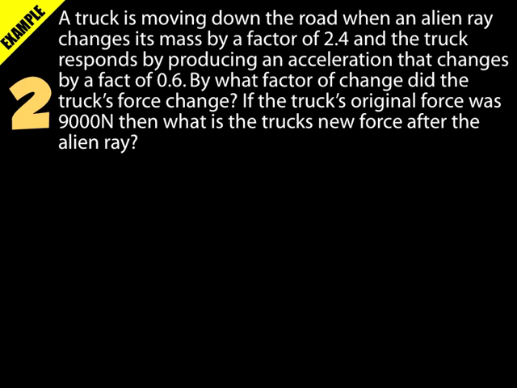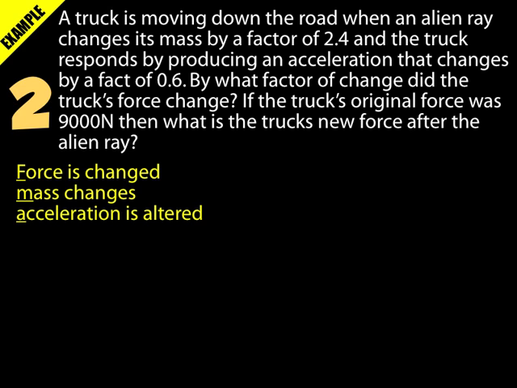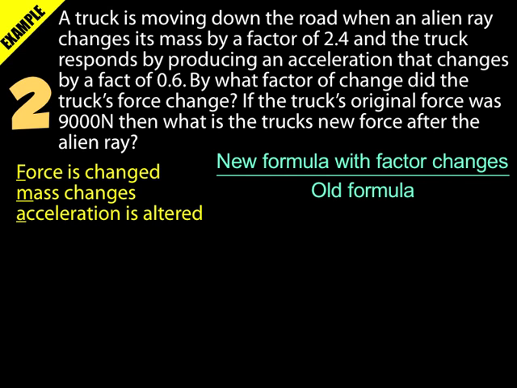So two questions. Let's start with the first one, finding that factor of change. I'm given that the force has changed, I'm given that the mass changes, and the acceleration is altered. So that tells me, again, I'm going to use F equals ma. So for all ratio problems, we start with the new formula with factors of change divided by the old formula. So we divide it in this case by F equals ma.